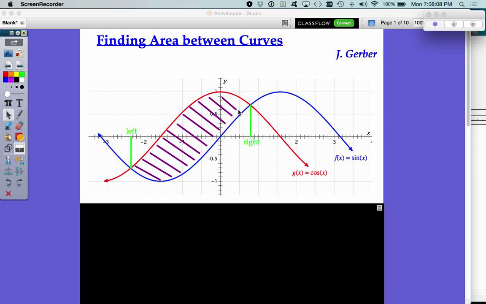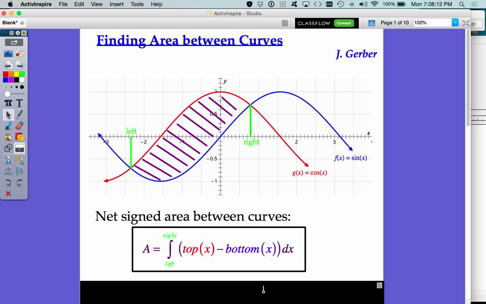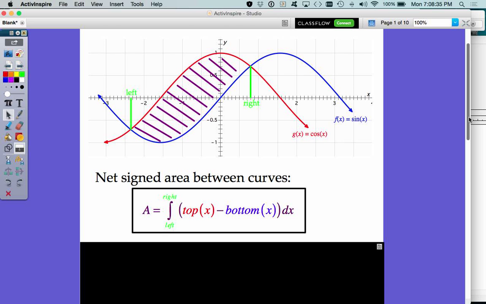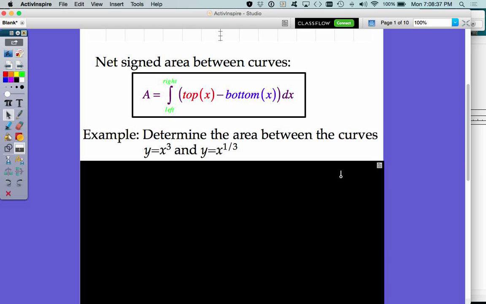And finding the net signed area between two curves is fairly straightforward. The formula is given here. And all we do is we take the definite integral from the left endpoint across to the right endpoint of the top function minus the bottom function with respect to x. We anti-differentiate that, of course, and we plug in the upper and lower limit of integration and subtract, and that will give us our value. So let's take a look at an example and see how this works.